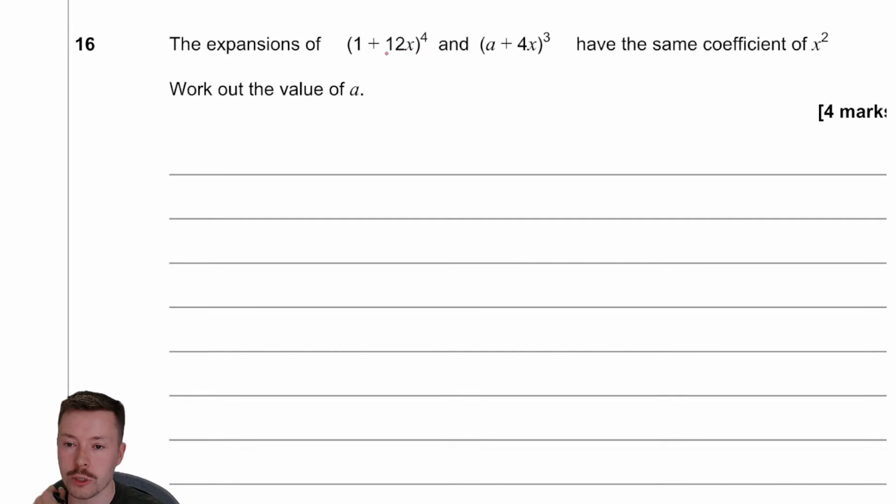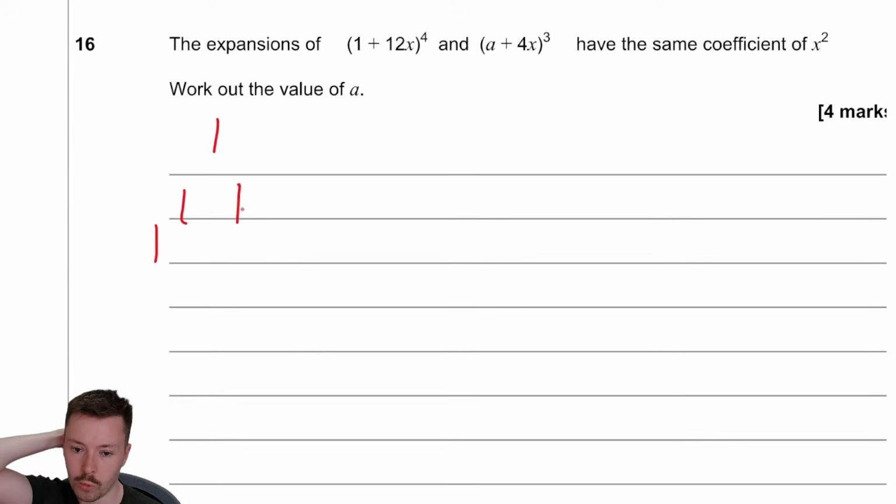Right, expansions of (1 plus 12x) all to the power of 4 and (a plus 4x) all to the power of 3 have the same coefficient of x squared. Work out the value of a. So, power of 4, power of 3. Let's start by doing Pascal's triangle. So 1, 1, 1, 1 add 1 is 2, 1 at the side, 1 add 1 add 2 is 3, 2 add 1 is 3, and 1.